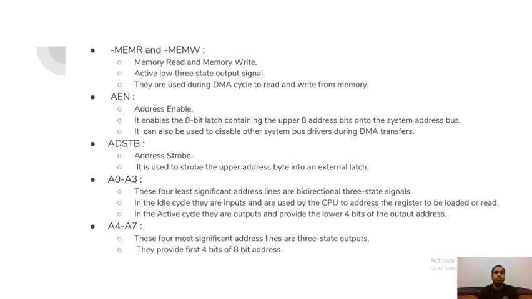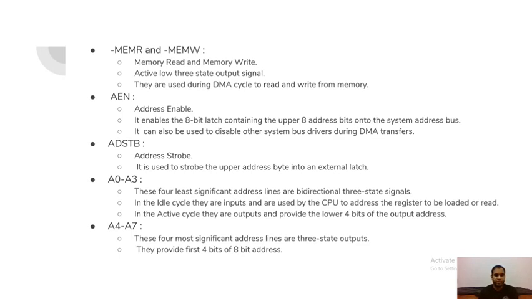MEMR and MEMW. It stands for memory read and memory write. They both are active low three-state output signals. They are used during the DMA cycle to read and write from memory. AEN is address enable signal. It enables the 8-bit latch containing the upper 8 address bits onto the system address bus. It can also be used to disable other system bus drivers during DMA transfers. ADSTB is address strobe signal. It is used to strobe the upper address byte into an external latch.